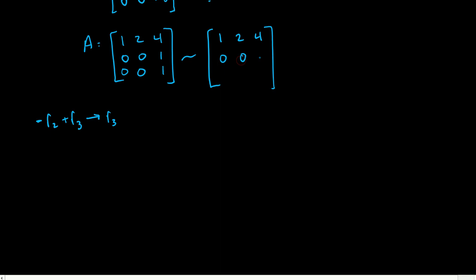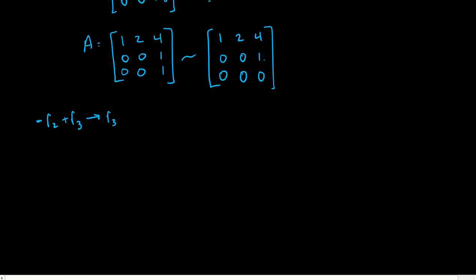Obviously, we're staying the same in the row that we're manipulating. If we say -1 times 0 plus 0, well, that's 0. -1 times 0 is 0 plus 0, that's still 0. -1 times 1 is -1 plus 1 becomes 0.